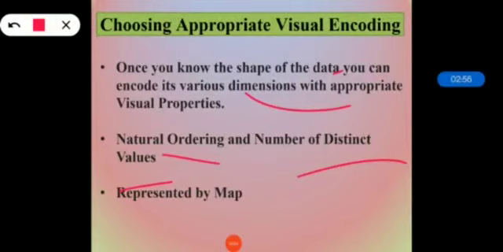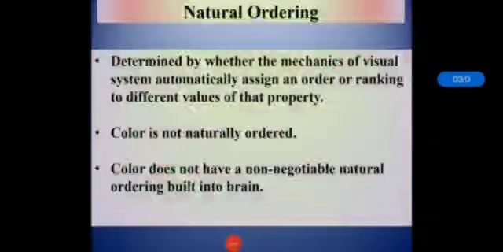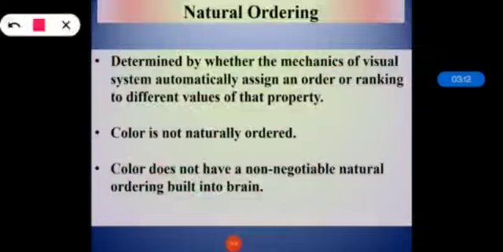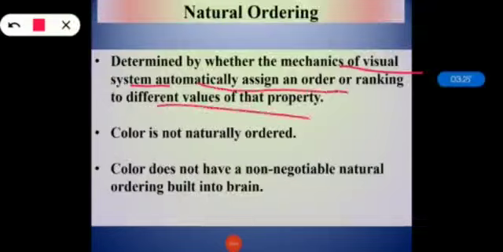Then we are talking about spatial data, which is another common data type and is usually best represented by a map. For this, natural ordering is also necessary. Whether a visual property has a natural ordering is determined by whether the mechanics of the visual system automatically assign an order or ranking to different values of that property.